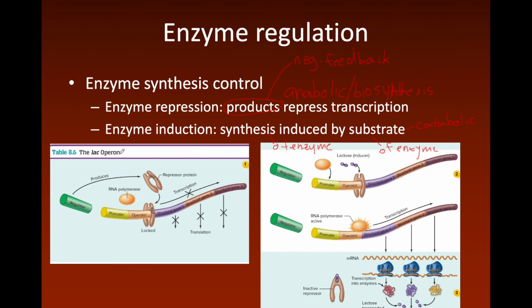This is the example that I gave you, the lac operon. There are many other examples too, but this is a really classic example. Under normal circumstances, these guys are normally off, and they can be turned on. Up here for enzyme repression, these are normally in the on position, and they can be turned off. So here for enzyme induction, these are normally in the off position because the genes are repressed from being expressed.